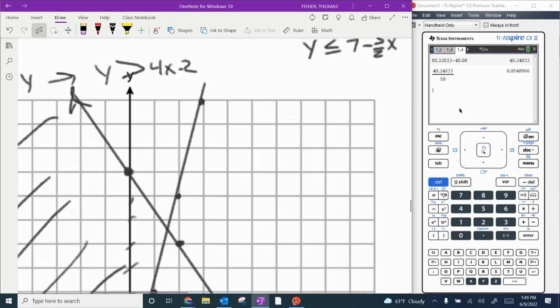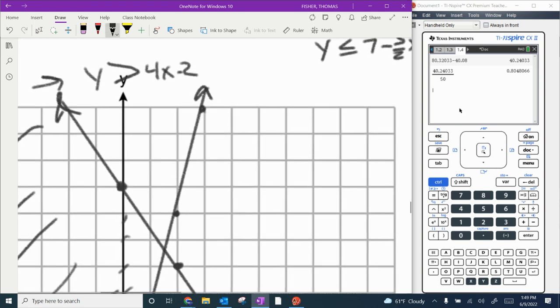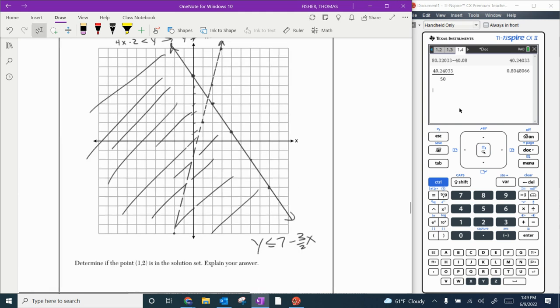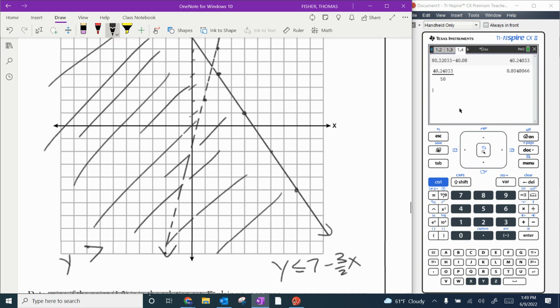This one's going to be a dashed line though. It's greater than, so it's not going to be equal to, which means it's going to be dashed. So I'm going to go back and make this dashed. That's a very small eraser. There we go. We're getting there. So it's this line right here. And this is y is greater than 4x minus 2. So we're going to shade above it.